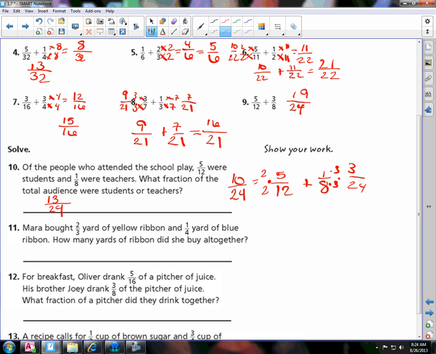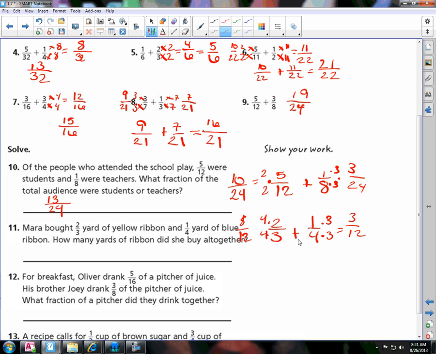Maria bought 2/3 yards of yellow ribbon and 1/4 yard of blue ribbon. How many yards of ribbon did she buy altogether? So we're going to add 2/3 plus 1/4. Okay, got to find that common denominator. It's 12ths, which is actually multiplying those two numbers times each other. 4 times 2 is 8. 3 times 4 is 12, so 8 12ths. Again, multiply times 3. Numerator and denominator, 3 12ths.